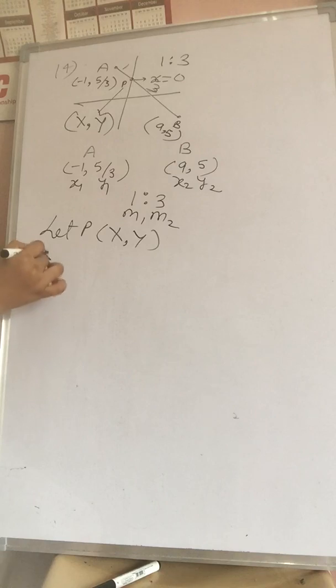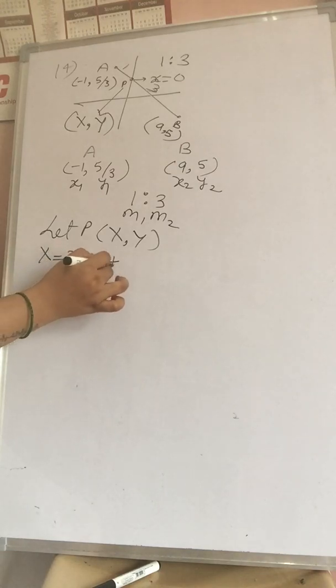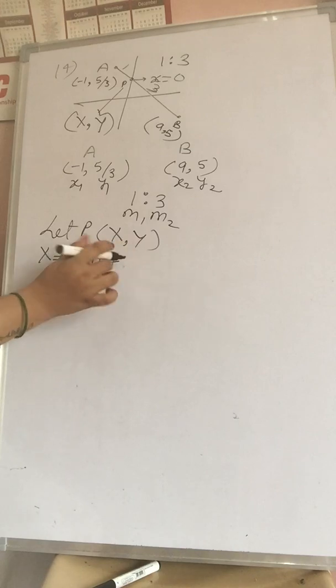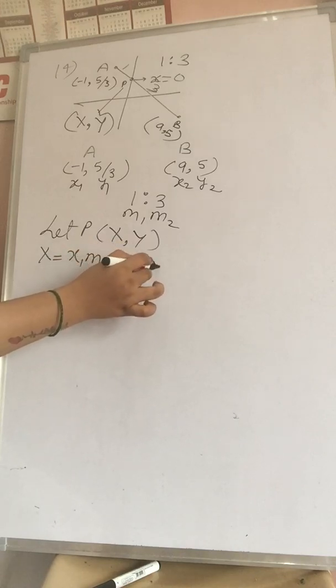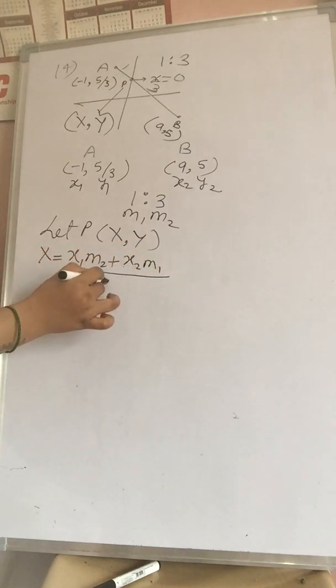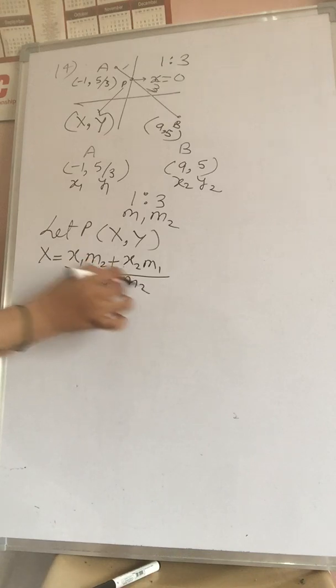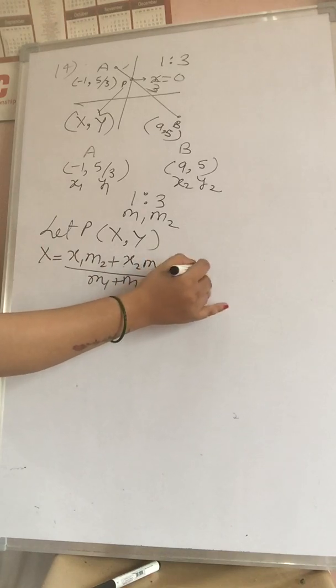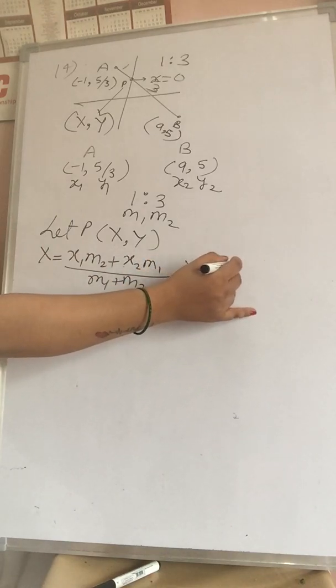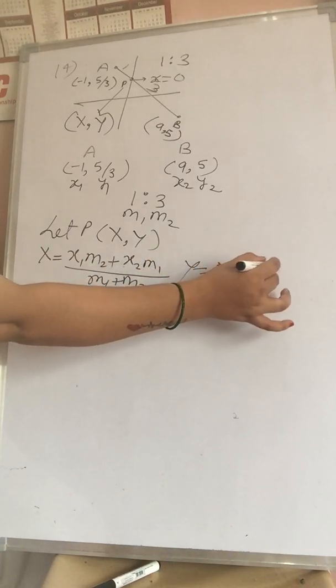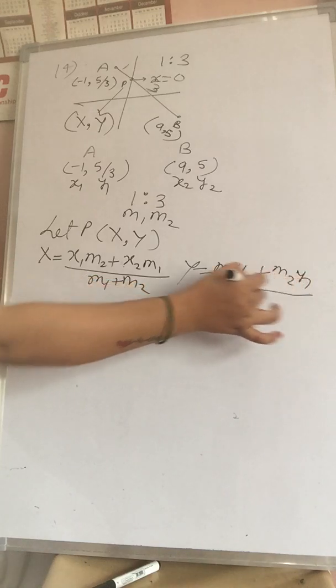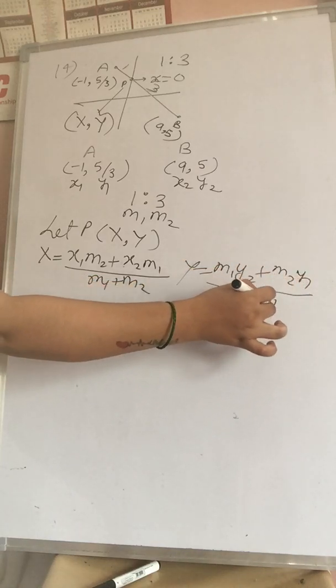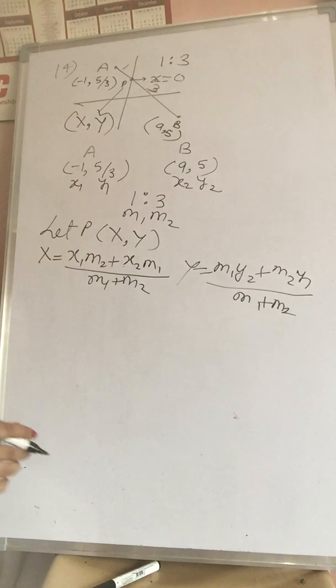Let's apply the section formula. Capital X is equal to x1 m2 plus x2 m1 upon m1 plus m2. And for y, m1 y2 plus m2 y1 upon m1 plus m2.